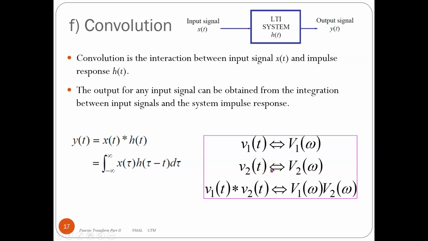However, for the frequency domain it is much easier, because when you convolve v1(t) and v2(t), given that v1(t) has V1(omega) as the Fourier transform and v2(t) has V2(omega) as the Fourier transform, the answer will become V1(omega) multiplied by V2(omega). As simple as that. We don't have to do the convolution, but can just multiply the Fourier transforms of v1 and v2.